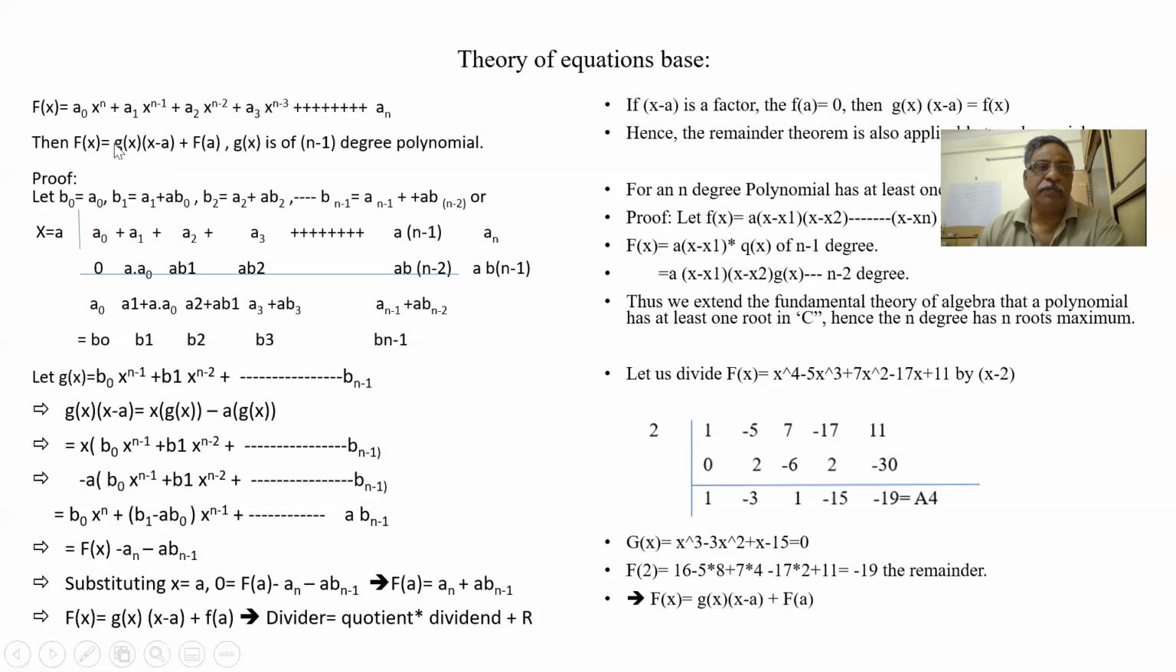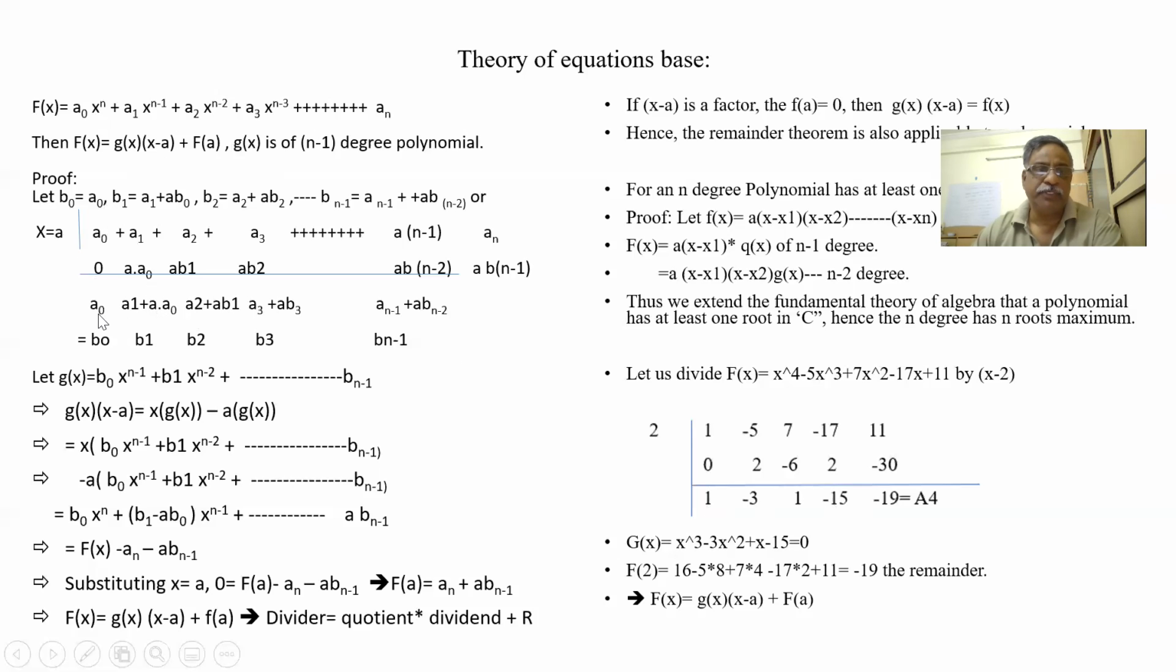Let us say f of x is equal to a0 x to the power of n, plus a1 x to the power of n minus 1, up to an. This is a generalized term. Here we have taken only up to x to the power of 4, but here it is a generalized term. When I am dividing the generalized term with x minus a, I put x is equal to a. So I get different additions.